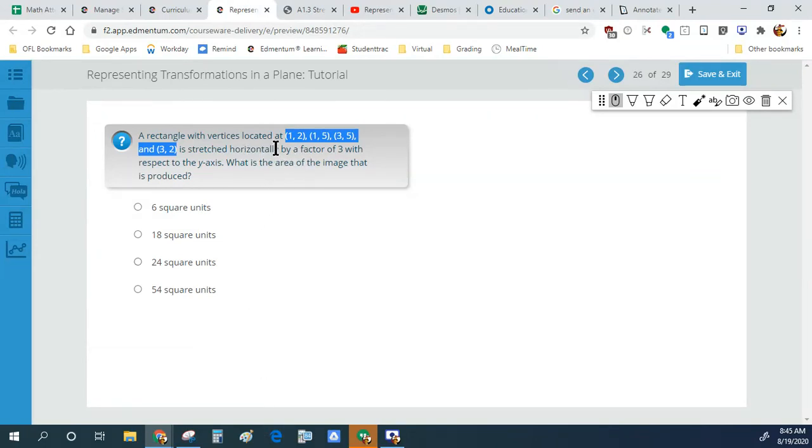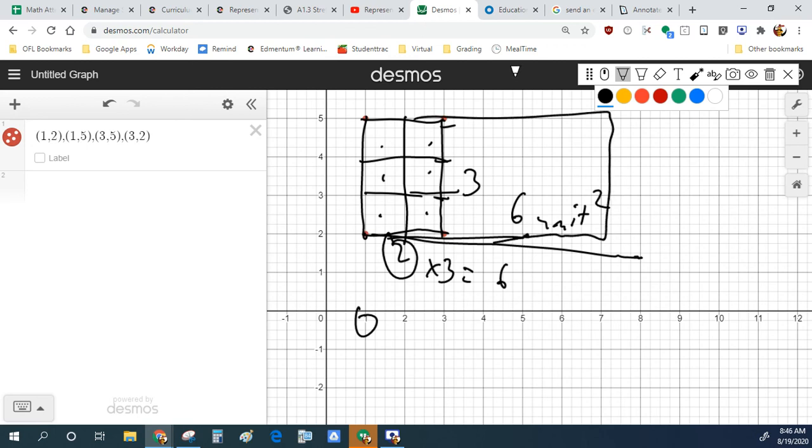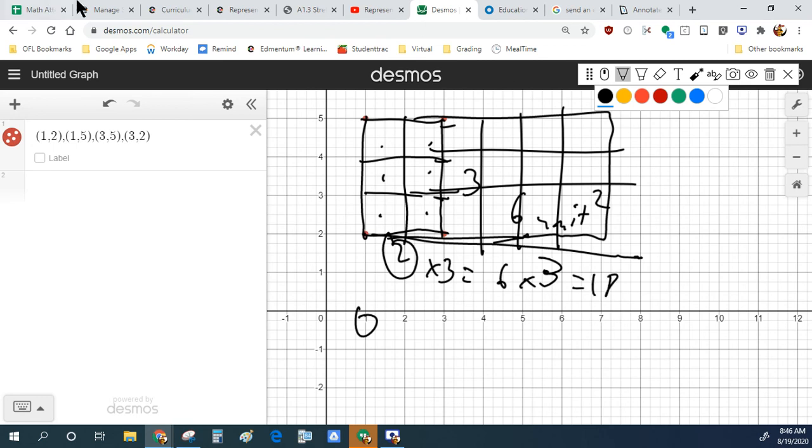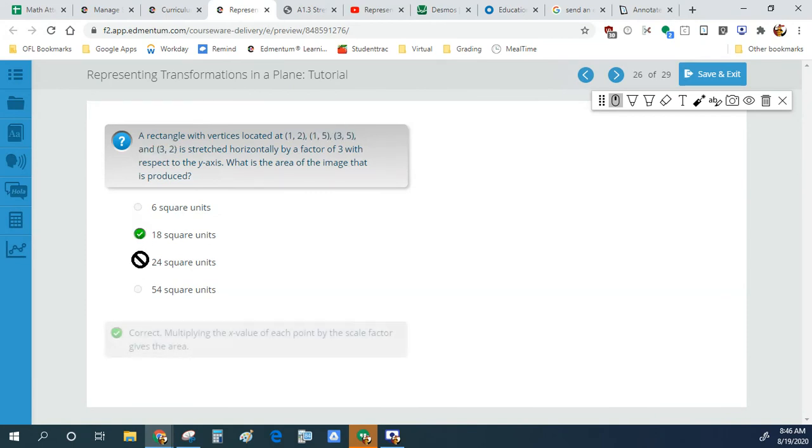But they want to do a horizontal factor of 3. So in other words, I'm going to multiply this by 3. So this becomes 6. That's 1, 2, 3, 4, 5, 6 by 3. So if I have a 6 by 3 rectangle, I'm going to end up having 18 of these squares. So 6 times 3 is 18. So my answer after I stretch it is going to be 18.